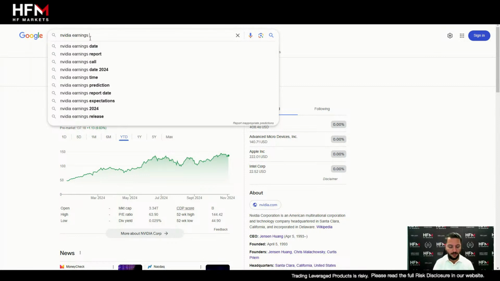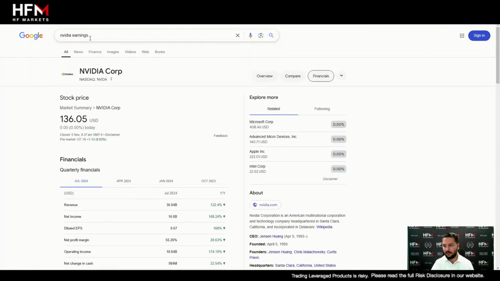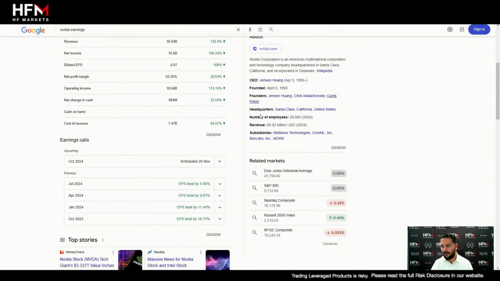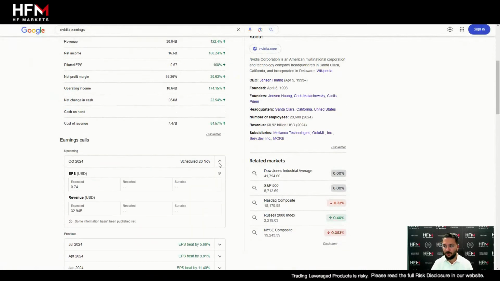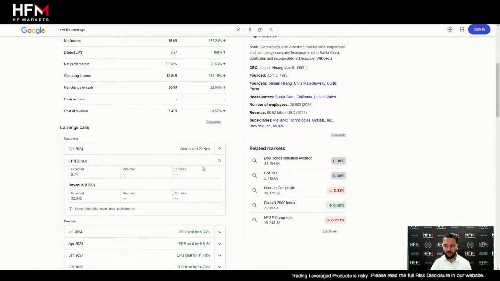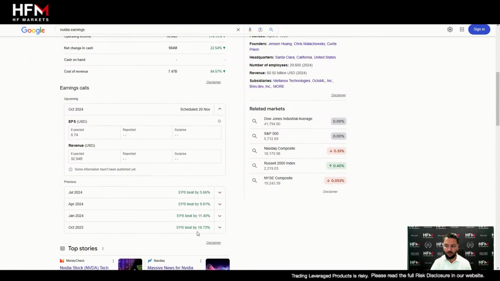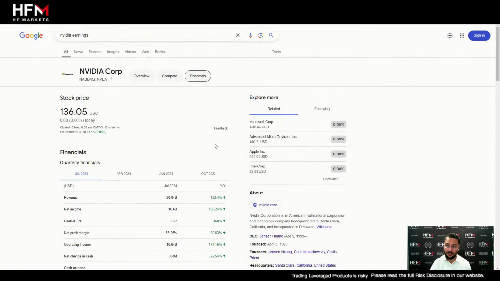And also keep in mind that they will be releasing their earnings report on the 20th of November. So Nvidia will replace Intel on the 8th of November. 12 days after that, Nvidia will release their earnings report. Look at the past 4 quarters. They beat their earnings report on every single occasion. So again, that's something which is going to affect the market.